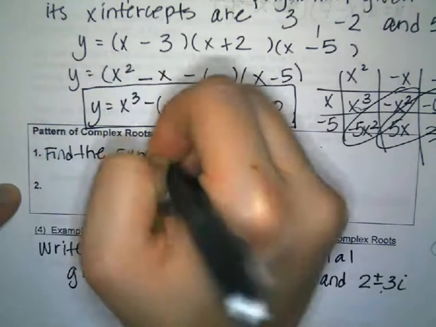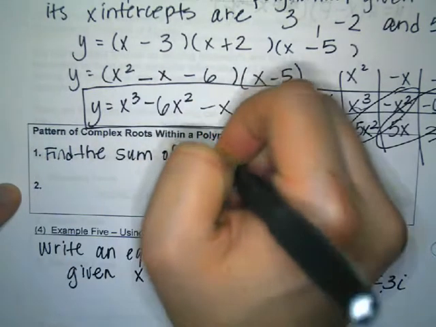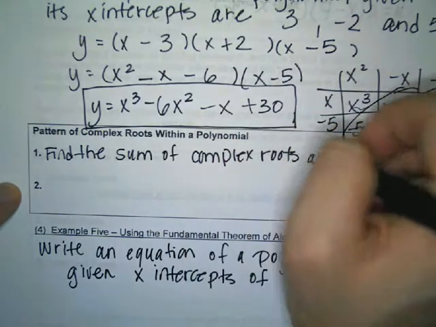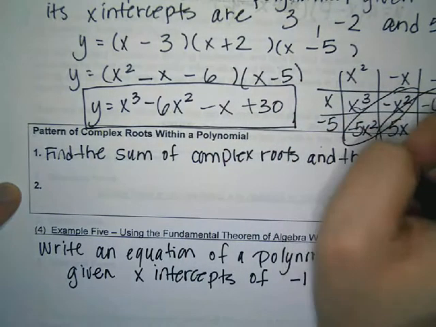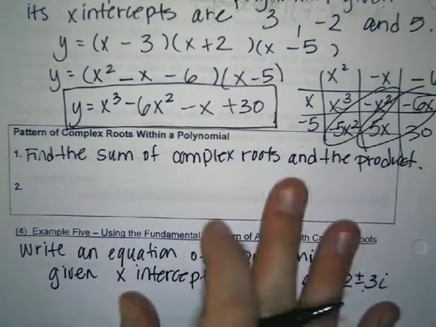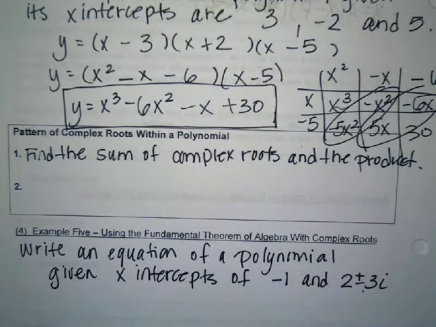the sum of your complex roots and the product. What does sum mean? Adding together. What does product mean? Multiplying together. You've done that before. That's what standard S1 is all about, adding and multiplying complex numbers.